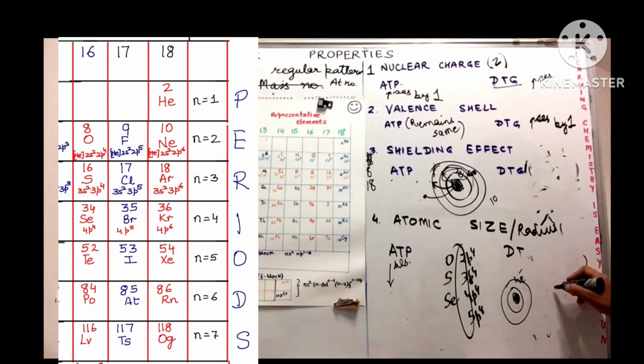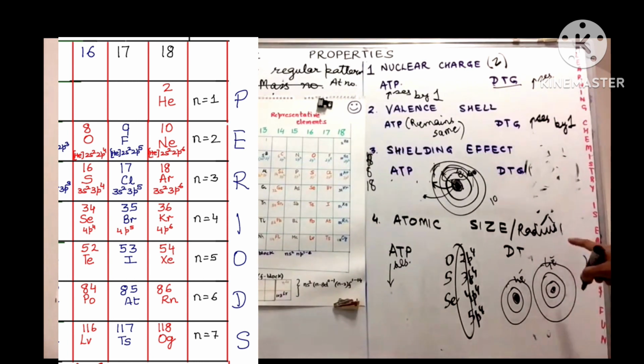Second case, what is happening is, again nucleus, again 1, 2, but the 4 electrons are now in the third orbit. The valence electrons are in the third orbit. So what will happen? Although the number of protons has increased, what will happen to the size because of the addition of an extra shell?